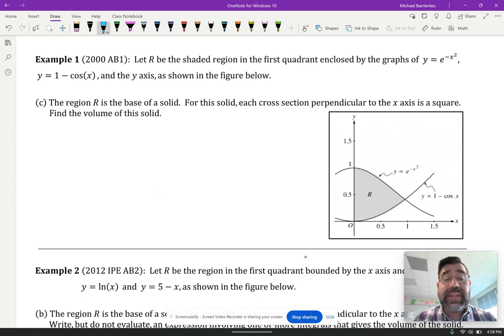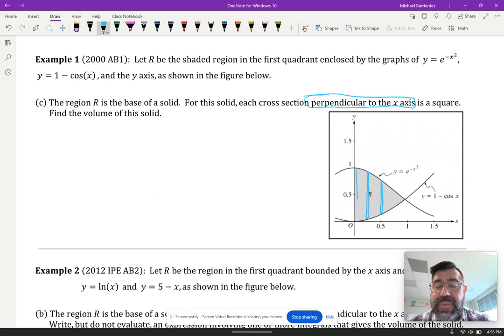Okay, for this solid, each cross-section perpendicular to the x-axis is a square. This is important because it tells me that we're going to make our slices in this direction. Now, you can see they're not the same shape. If I were to take a slice here, this would be smaller than a slice here, which would be smaller than a slice here. I'm just showing you where and how I would slice it. All right, what do we know? We know that the shape is a square.